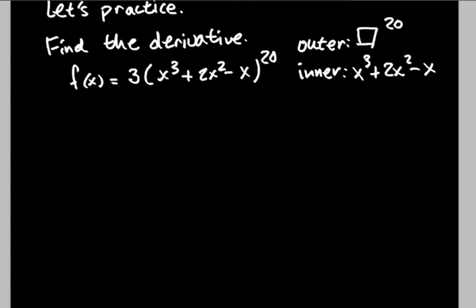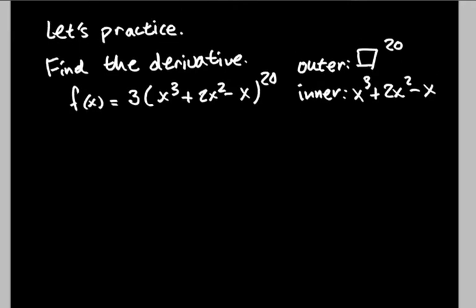So let's just practice then. Let f of x equal 3 times x cubed plus 2x squared minus x, all to the power of 20. The outer function here is going to be something to the power of 20, I've just put a box. And the inner function is x cubed plus 2x squared minus x.